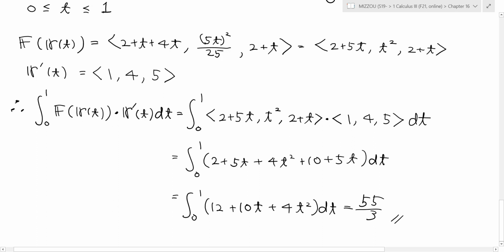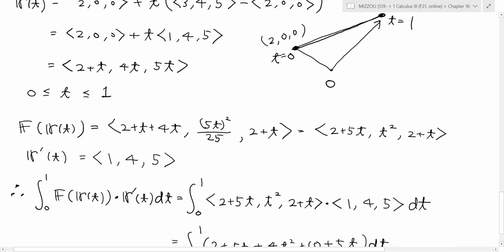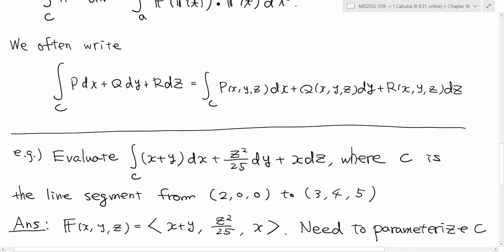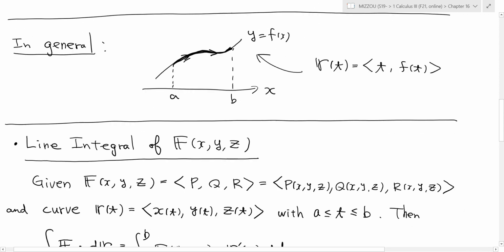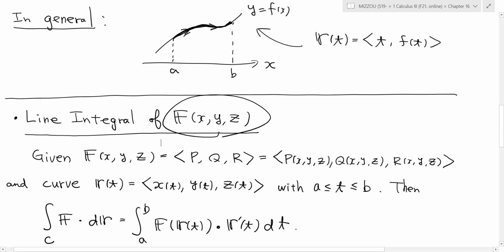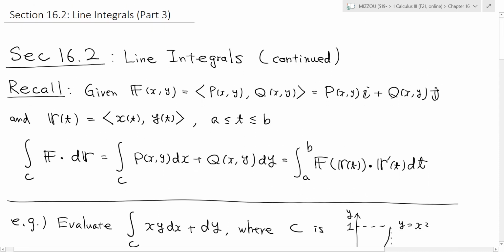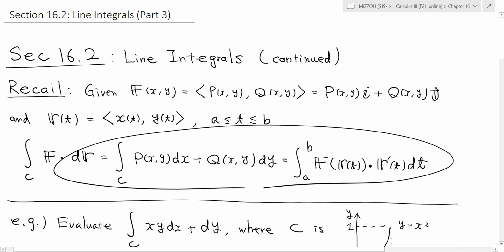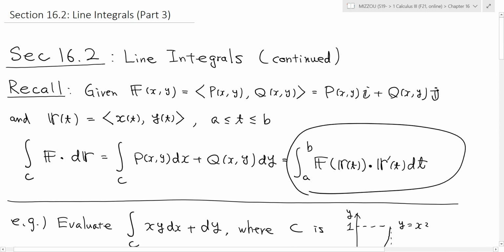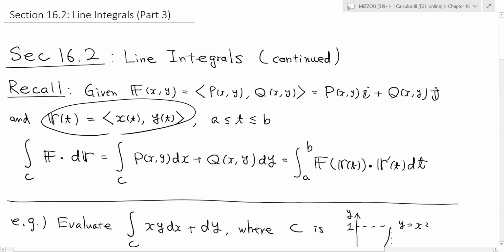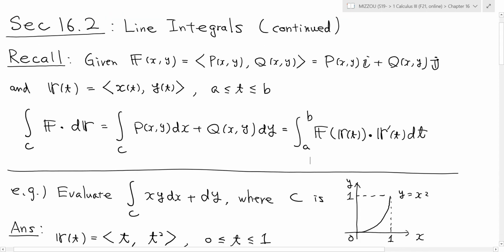Okay, so that's the way to compute a line integral for a vector field on R3. Either with 3 variables, namely on R3, or R2, like this example, essentially the formula is the same. The key point is to find the right parameterization and compute the derivative, and also plug the parameterization into the vector field, take the dot product, and compute the integral. Okay, so that's all I have to say for this video.